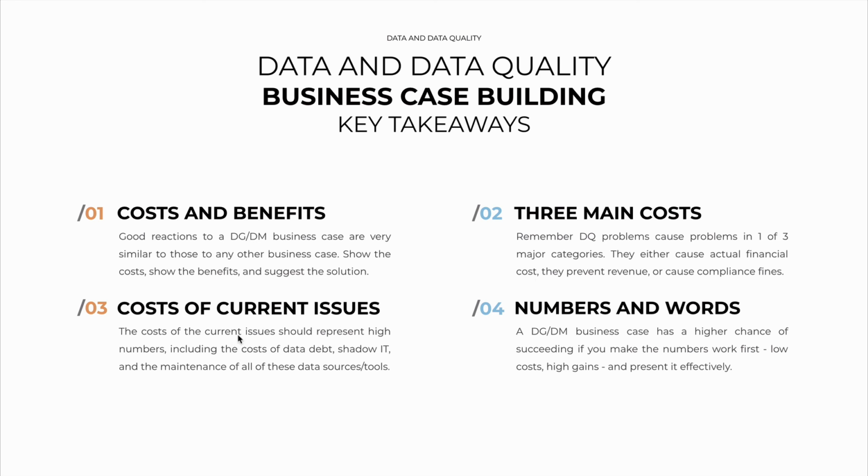Then, remember to crystallize the costs of current issues. These costs should represent high numbers, including the costs of data debt, shadow IT, and the maintenance of all of these data sources and tools. And finally, remember the numbers and the words. A DG or DM business case has a higher chance of succeeding if you make the numbers work first, low costs and high gains, and then present it effectively. First have good numbers, and then care about the good words.